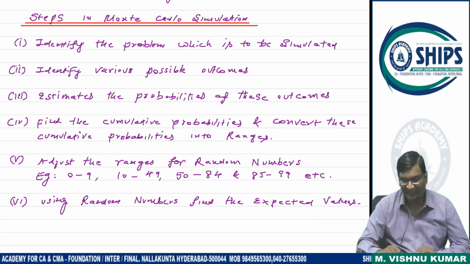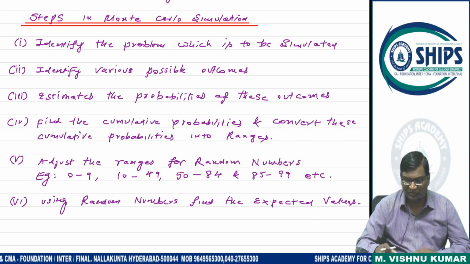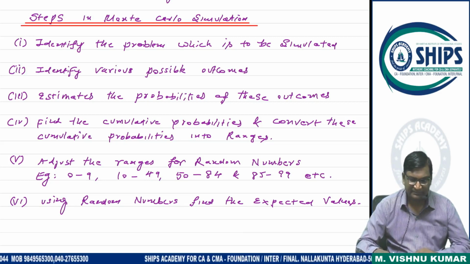Then cumulative probability, then a range for which random numbers will be used, and finally, using random numbers, we calculate the expected value. Here the random numbers will be 2-digit random numbers only, always remember.